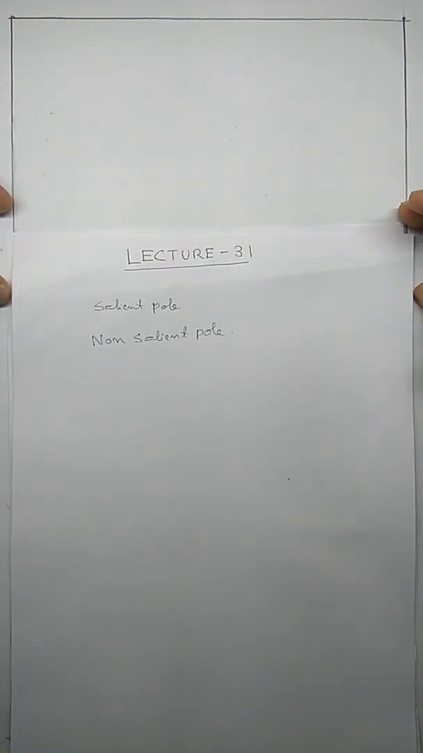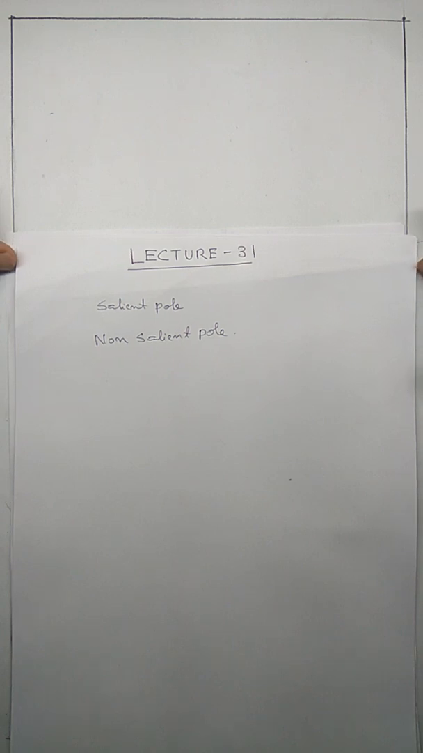Now, what does the word salient mean? In our daily life, we use the word salient like salient feature of this mobile or salient feature of this book, something like this. So the word salient means something which is projected. Now, how is it related to synchronous generator?